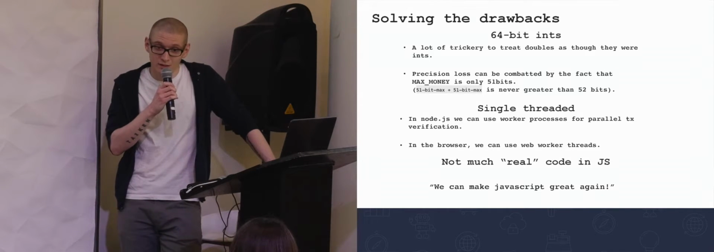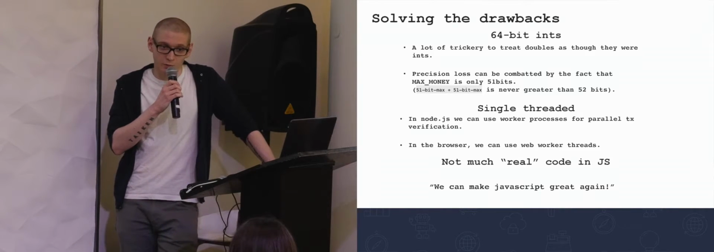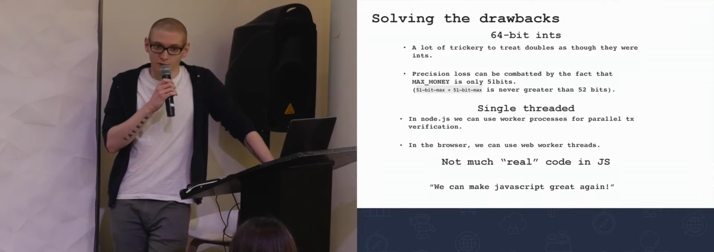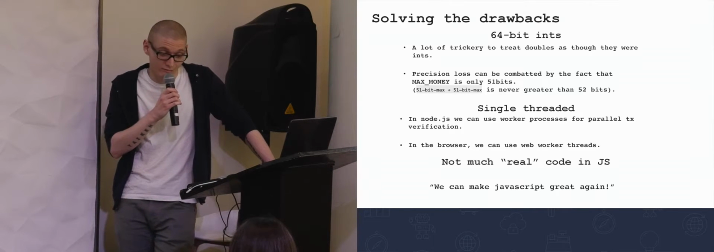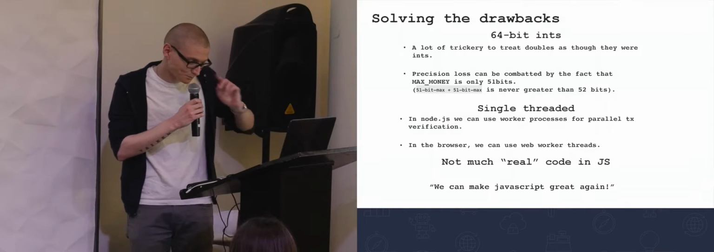So JavaScript is single-threaded, so we can solve this by using worker processes in Node.js and worker threads, or web worker threads in the browser. And it actually works pretty well. So, if you have 4 cores, you can spin up 4 worker processes in Node.js, and you can verify 4 transactions at the same time. You have a block that comes in, you can parallelize transaction verification.